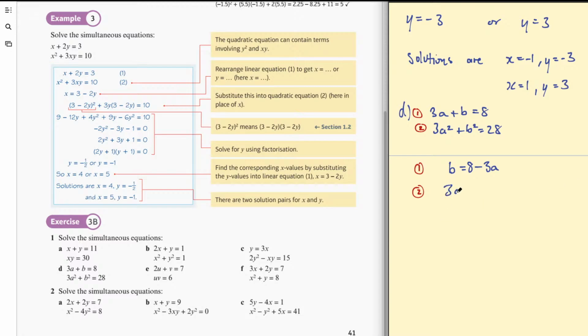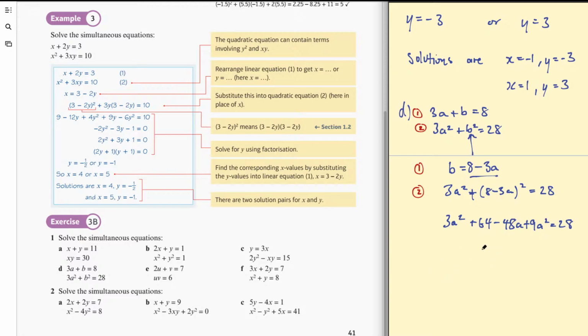We get 3a squared plus (8 take 3a) squared equal to 28. So again, just taking that expression, plopping it right in there. 3a squared plus 64 take 48a plus 9a squared is equal to 28.